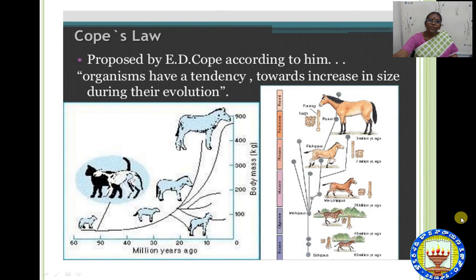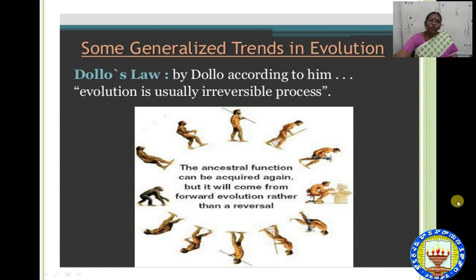And depending upon this modern synthetic theory of evolution, certain laws are also framed by certain scientists. One is Cope's law. According to him, organisms have a tendency towards increase in size during the process of evolution. This you can observe in the evolution of the horse, where the size of the horse has increased. The next law is Dollo's law, and according to this, evolution is usually an irreversible process. Students, I think you have understood the modern synthetic theory of evolution. Thank you all of you.